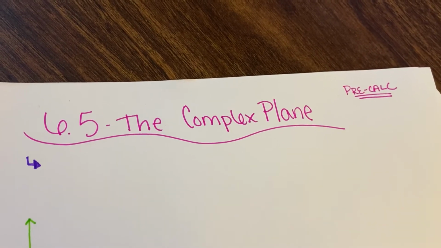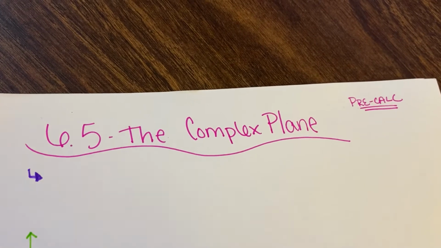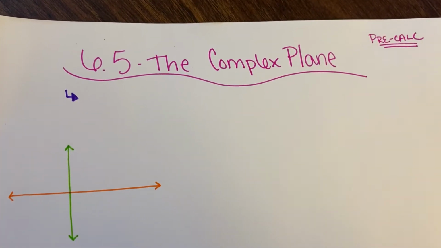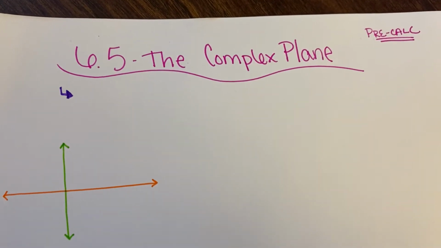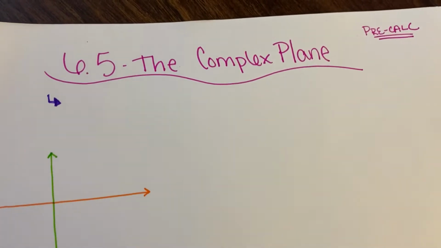Remember, complex numbers are like 5 plus 2i, anything that has that imaginary i in it. And a plane is just like two axes. So it's a lot like the Cartesian plane that we're used to seeing, that plain old xy plane, and it behaves the same way. So we're going to see a couple examples of that.